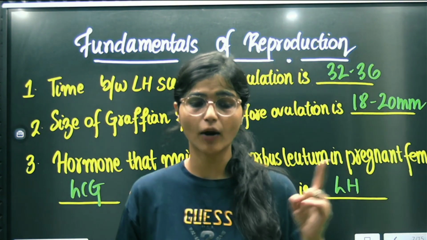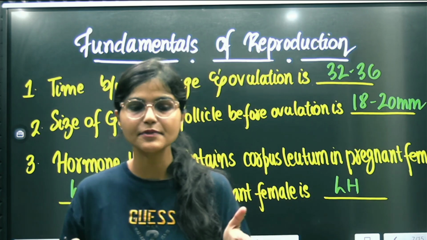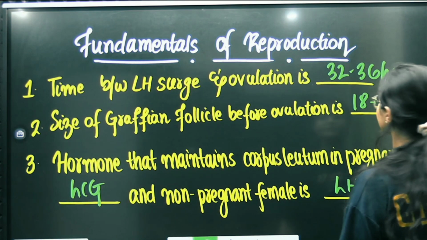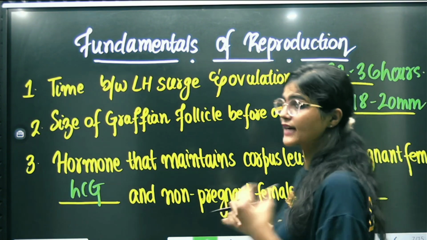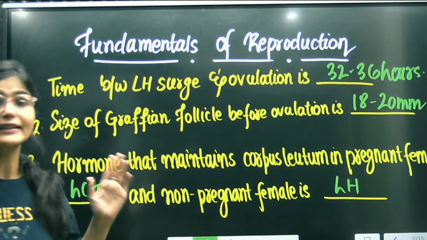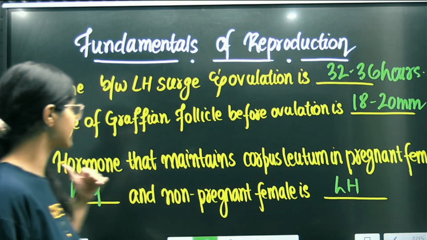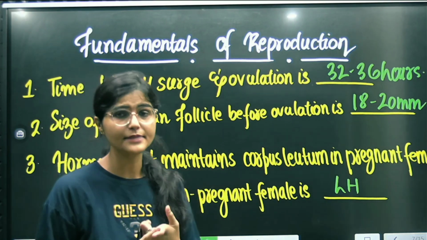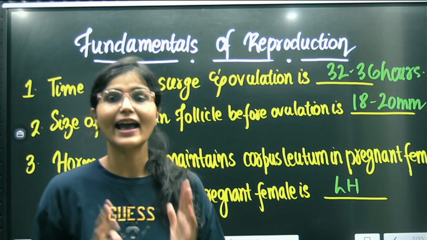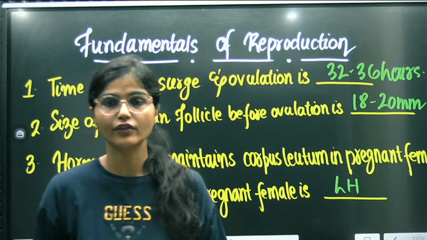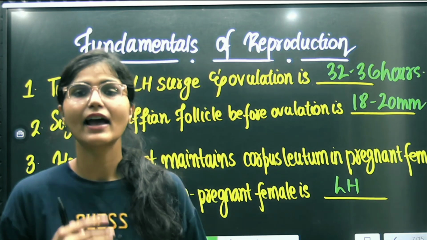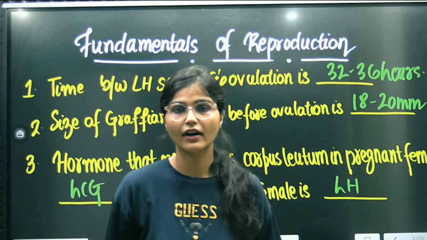You need to know that from the LH surge till ovulation, the time span is 32 to 36 hours, right? And the size of the Graafian follicle just before ovulation is 18 to 20 mm, right? The third thing is that the hormone responsible for maintaining the corpus luteum in a pregnant female is HCG, which is human chorionic gonadotrophin. And in a non-pregnant female, it is LH, right? So this was the third important aspect.